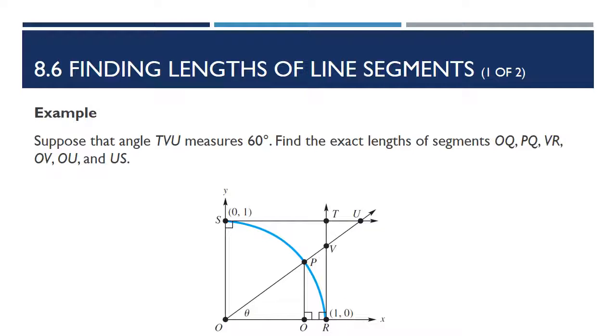So, suppose that angle TVU measures 60. We're going to find the lengths of OQ, PQ, VR, OV, OU, and US. Pause the recording, give this a try. Probably be a good idea to copy this drawing and maybe make some notes on it, write on it, and resume when you're ready to check your answer.